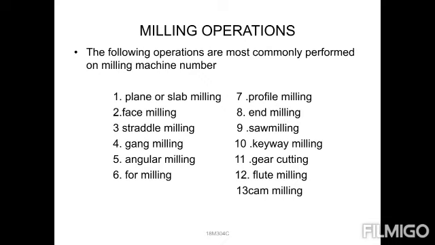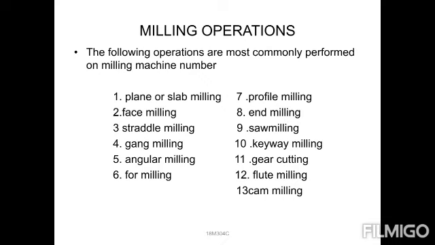End milling cutter, saw milling cutter, keyway milling, gear cutting operation. Gear cutting is one of the most important operations in the milling machine, one of the main operations. Next one is form milling and cam milling. These are the types of operations.